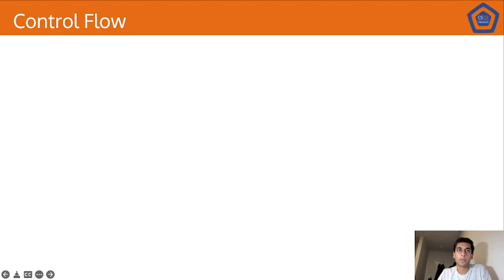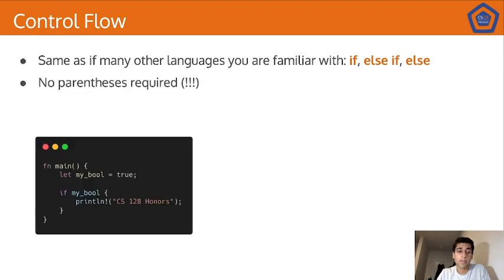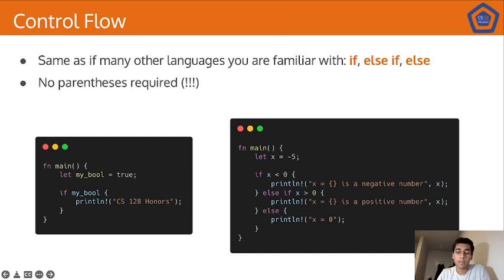So let's go over control flow. This is very, very similar to many other programming languages. You have if, else if, and else. The nice thing, though, is you don't need parentheses around if statements. So if I have a Boolean, I can just say if my_bool, and then enter my curly braces and print CS128. A bit more advanced, you can use the comparison operators. If x is less than 0, print x is a negative number, else if, you get the idea. Parentheses are optional. You can include them if you'd like, but they are not required.